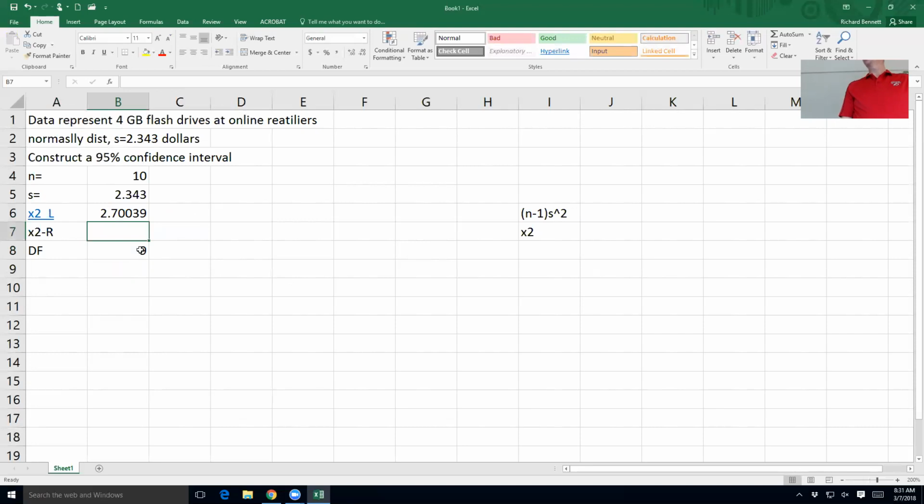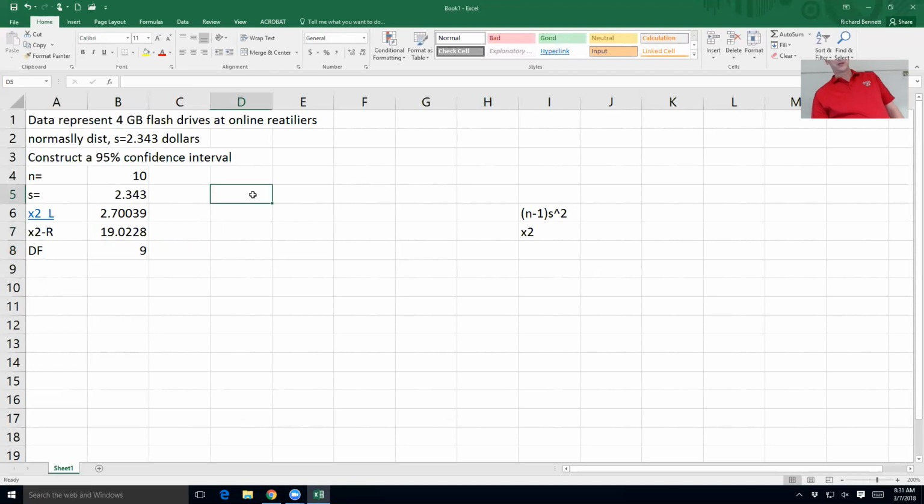So you can look at your chart and make sure you get that right if you want. But yeah, it should be very close to 2.7. Chi squared on the right is chi square inverse on a right-tailed probability of 0.025. Degrees of freedom, still 9. And I got 19.02. Okay.